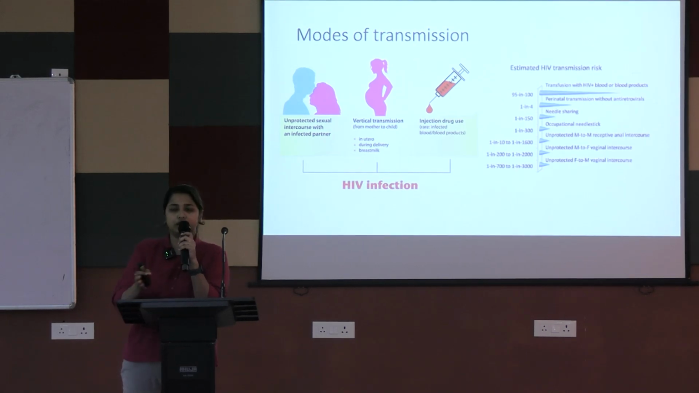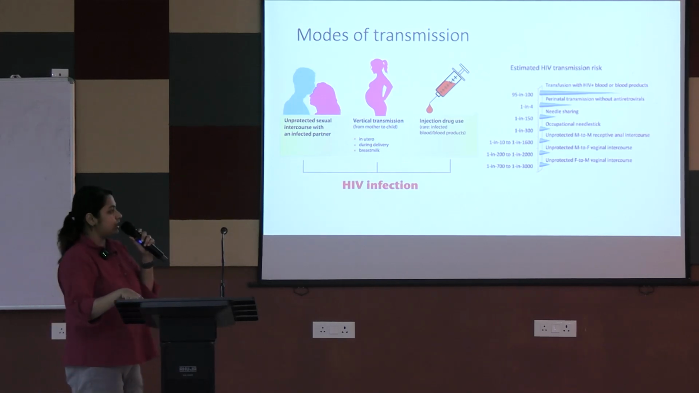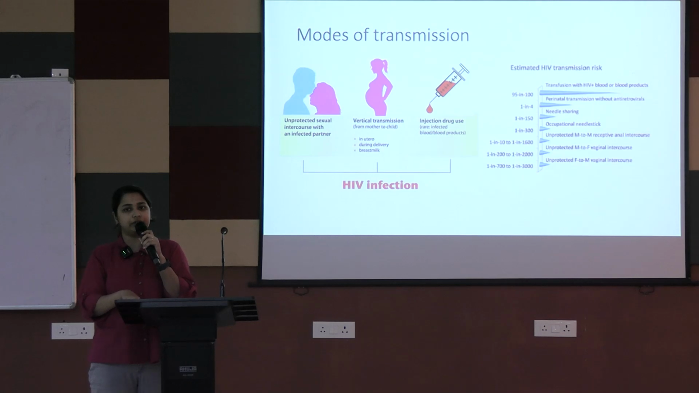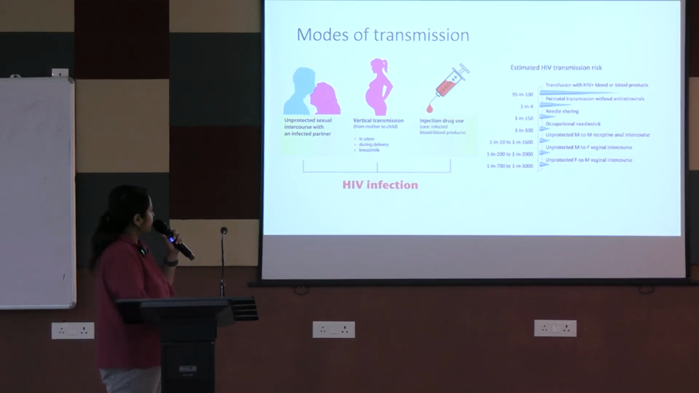So the risk of contracting HIV is in this order: transfusion of blood and blood products, then MTCT, then comes needle sharing, and finally unprotected sexual intercourse with an infected partner. So these are the three major modes of transmission of the HIV infection.